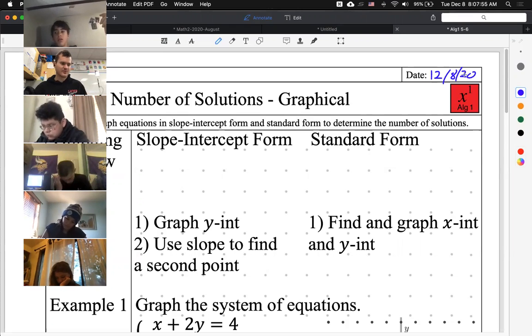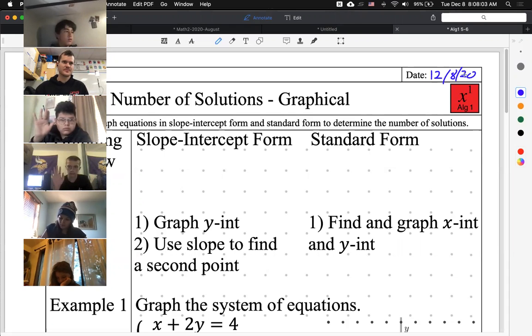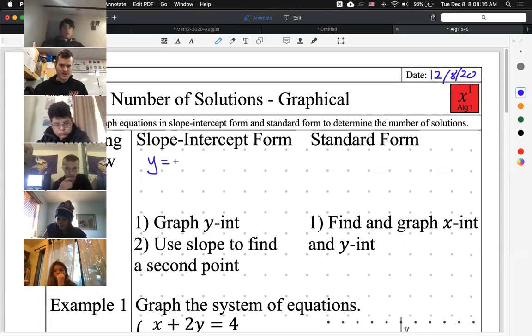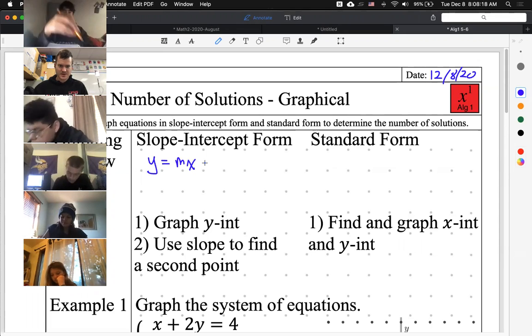Remind me though, slope-intercept form, standard form, does anyone remember the general equation for either one of those? Ripley? Is it y equals mx plus b? Is that standard or slope-intercept? It is slope-intercept form, indeed. So everyone write it down. Y is equal to mx plus b.